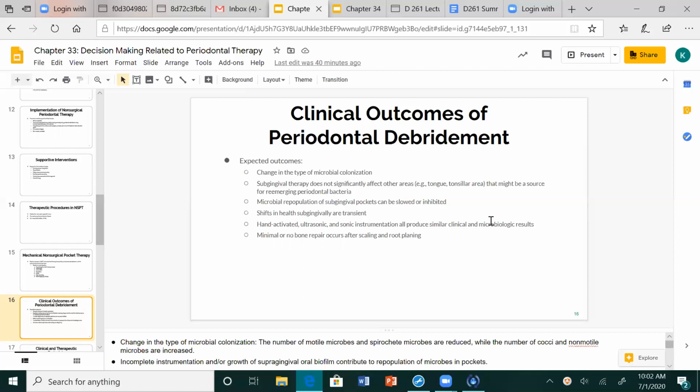Microbial repopulation of subgingival pockets can be slowed or inhibited. Again, patient home care is so important in that. Shifts in health subgingivally are transient. Hand-activated, ultrasonic, and sonic instrumentation all produce similar clinical microbial results. Minimal or no bone repair occurs after scaling and root planing, so the bone doesn't regrow.